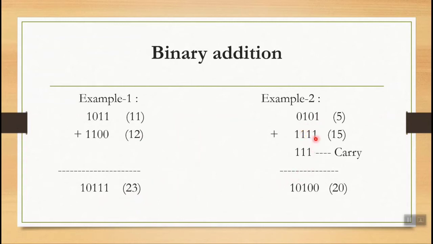0, 1, 0, 1 and 1, 1, 1, 1. Now let's add it. 1 plus 1 is 0. Carry is 1. Now 1 plus 1 is 0, but 1 is carry, so it will become again 0.